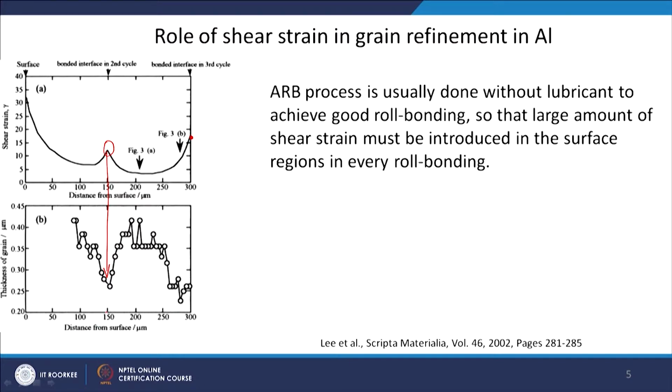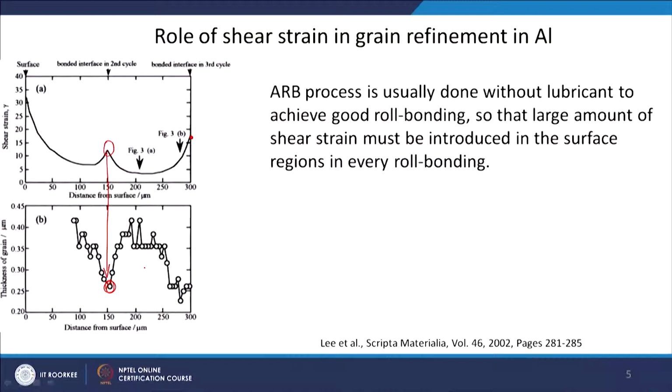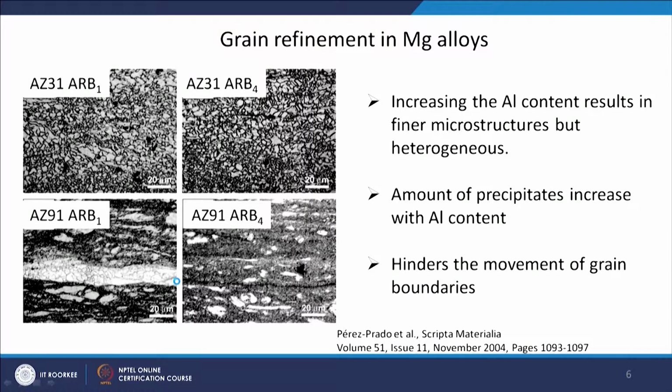And this is the effect of the distance from the surface. Only on the surfaces you will have a high amount of shear strain, and there you will have very small thickness of the grain. As you go away from the surface, where the shear strain effect will be small, again the thickness of the grain is increasing. Again there is a dip wherever the shear strain close to the surface is high. So, shear strain is being applied both through contact between the roll and the sheet, which becomes the interface when you cut it and again stack it over one another, and there is also shear strain between the layers. This is an example of grain refinement in magnesium alloys.